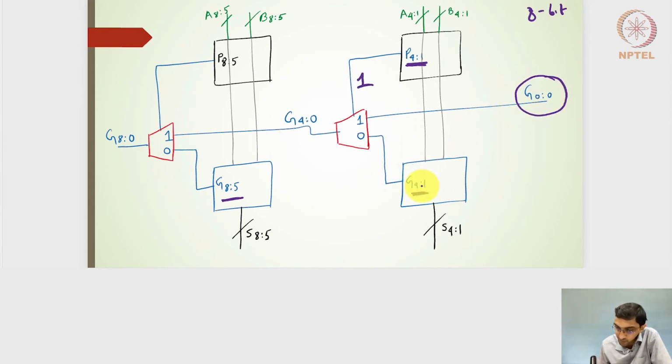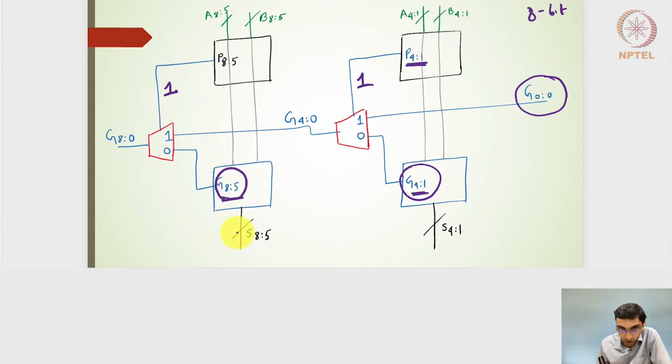So the moment P4 is to 1 is 1 here, G4 is to 0 will be G0 is to 0. It doesn't have to wait for this to be computed. All right. And similarly, P8 is to 5, if it is 1 here, G4 is to 0, which is nothing but G0 is to 0, will be passed to G8 is to 0. It doesn't have to wait for G8 is to 5 to be computed. All right.